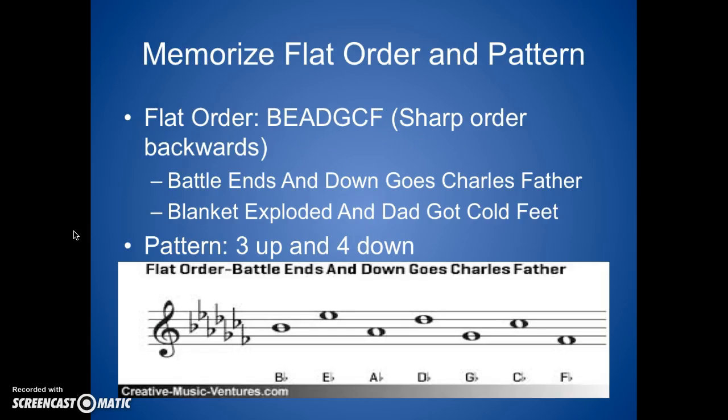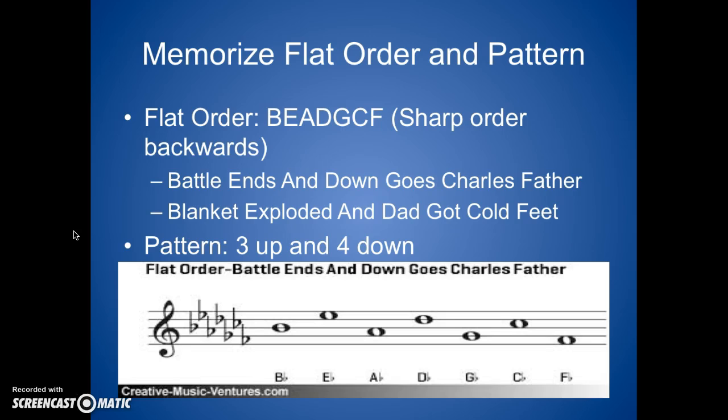And now let's talk about flats. In the order of flats, we have B, E, A, D, G, C, F, or BEAD, G, C, F. But hey, look, if we look at it backwards, it's the order of sharps written backwards. But we also have acronyms for the order of flats. The acronym for the order of flats is Battle Ends And Down Goes Charles' Father. Or Blanket Exploded And Dad Got Cold Feet.